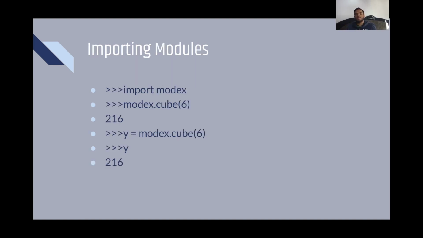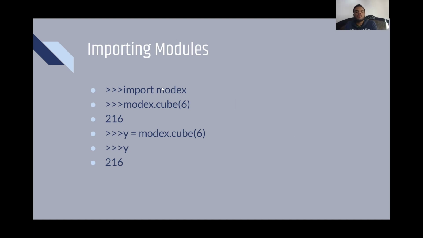So how do we import modules? It's pretty straightforward, right? We say import, like when we used turtle, we import turtle. Say there's a module in Python known as modx, and modx.cube(6) basically shows what six cubed is. We multiply 6 times 6 times 6, which is 216, right? You can also set it as a variable. Let's say y equals modx.cube(6), and then we want y, and it will still get us 216.